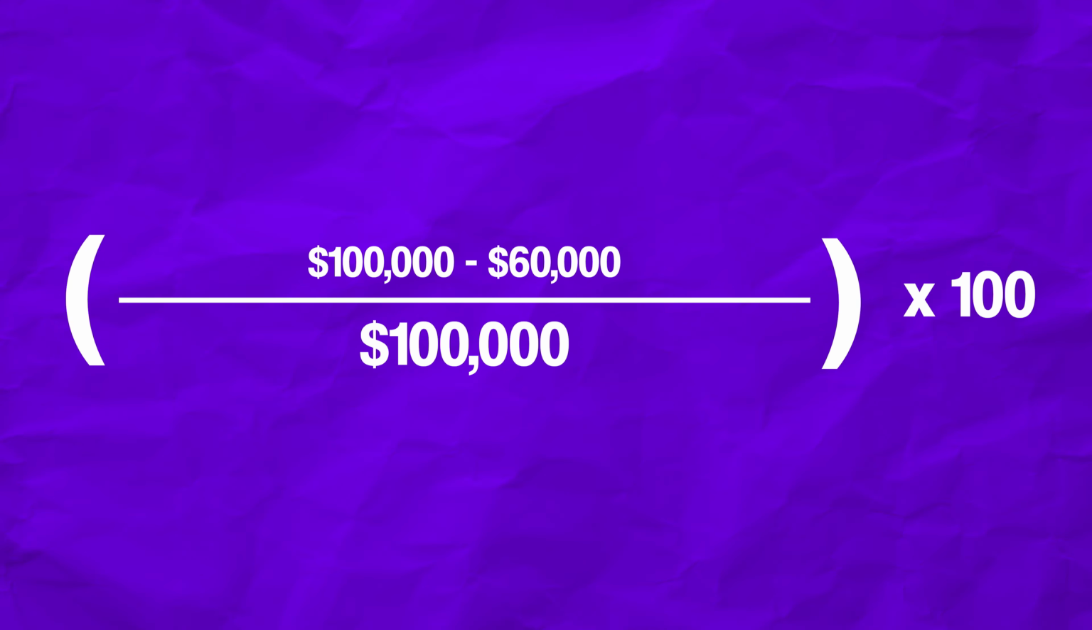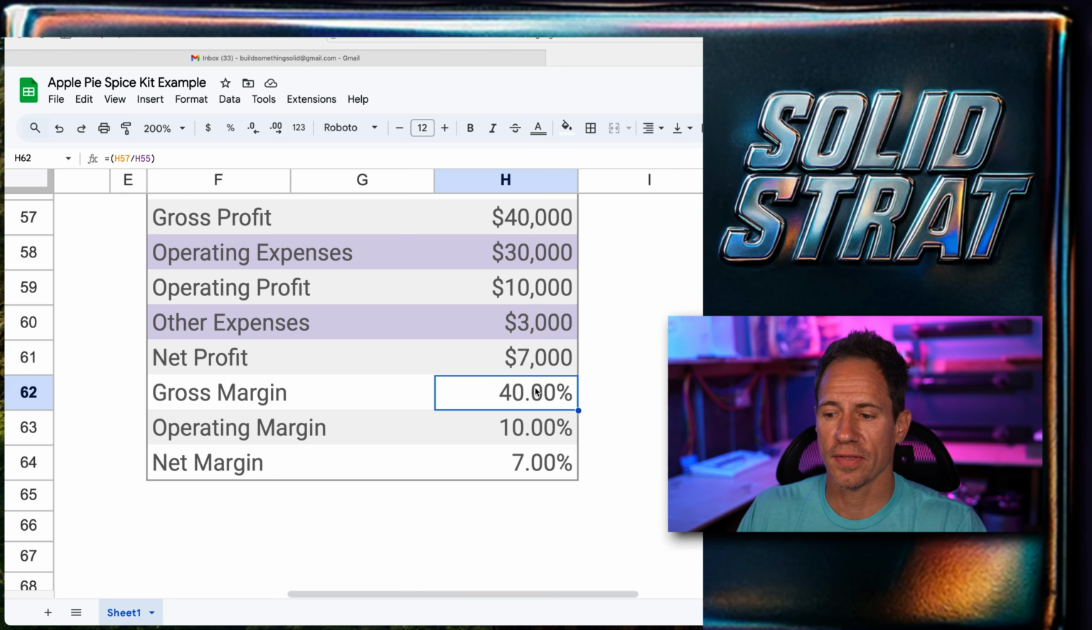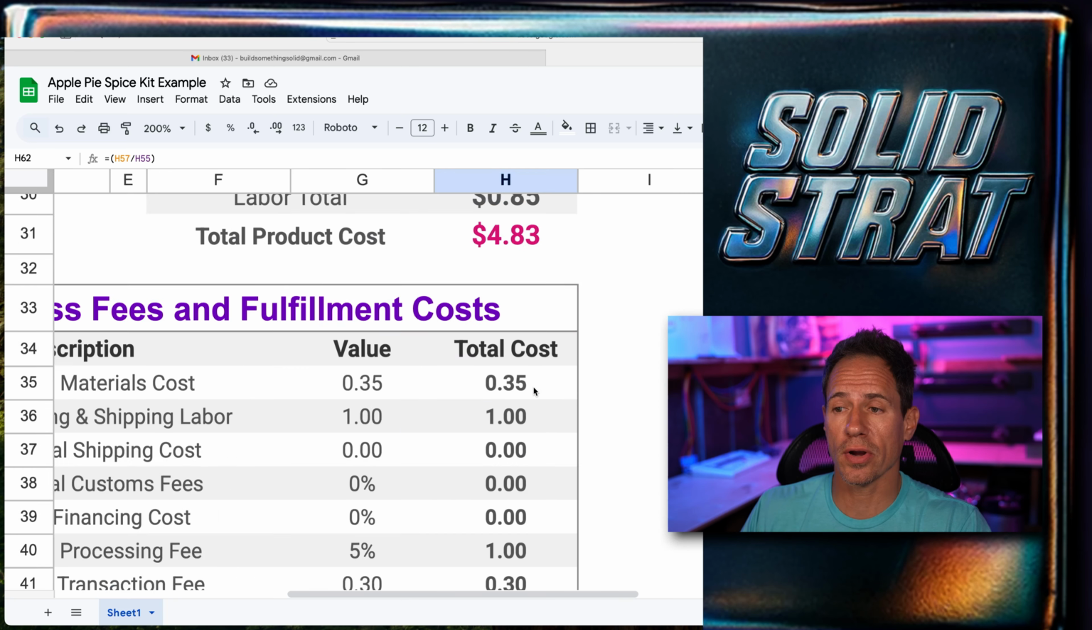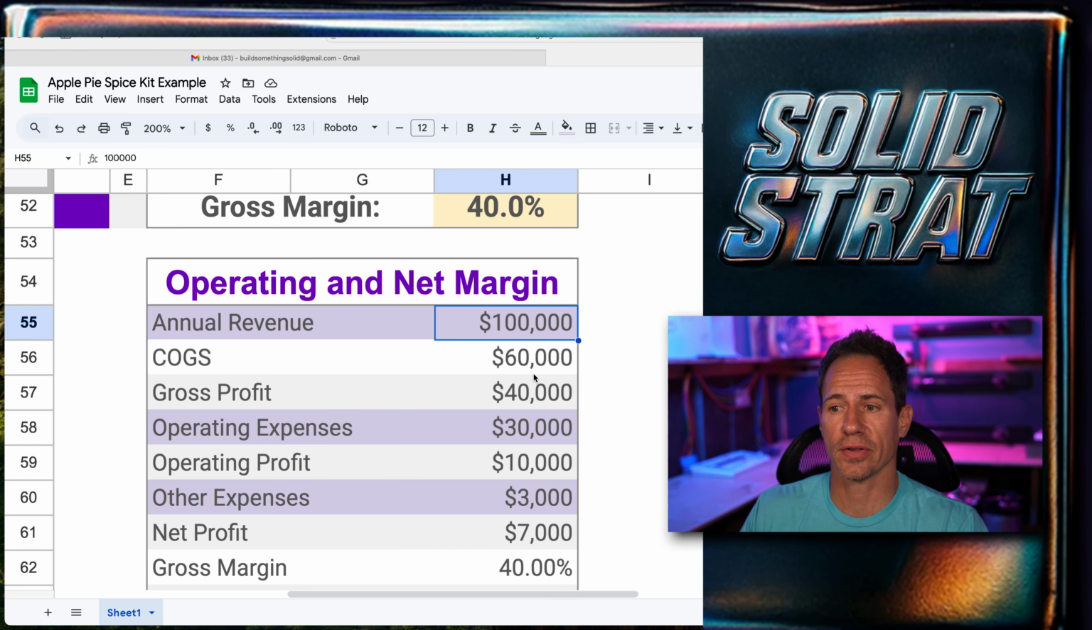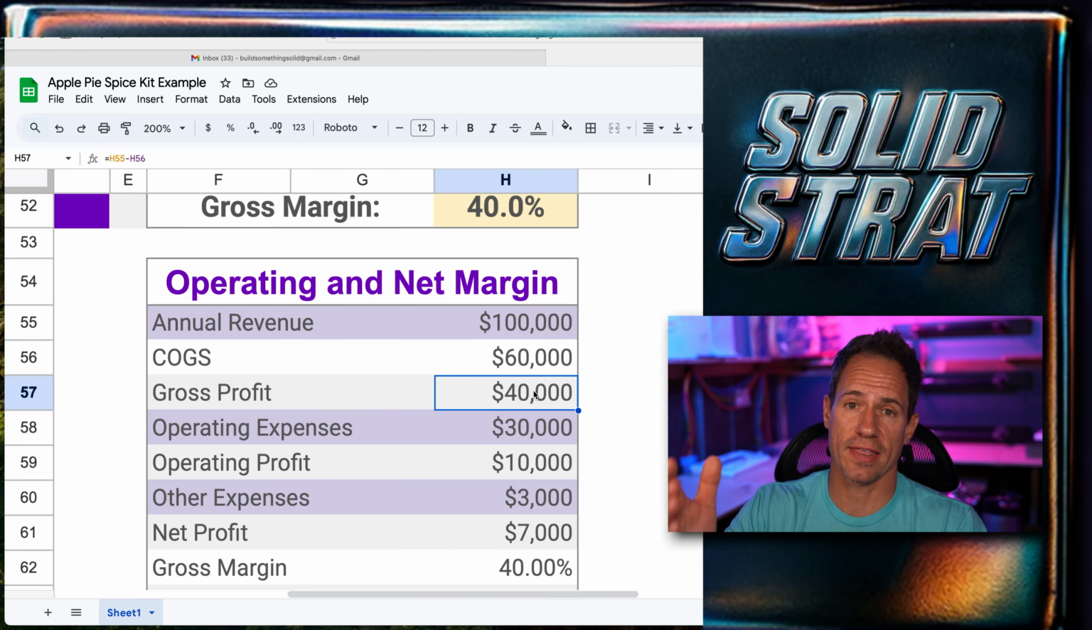Referring back to that original formula, it's going to be the $100,000 minus the cost of goods sold, which is $60,000, divided by the revenue, which is $100,000, times 100, because this is a percentage. And what we end up with is 40%. So at a 40% gross profit margin, that means for every dollar of product you sell, you keep 40 cents. Or for every $100,000 of product you sell, you keep $40,000.